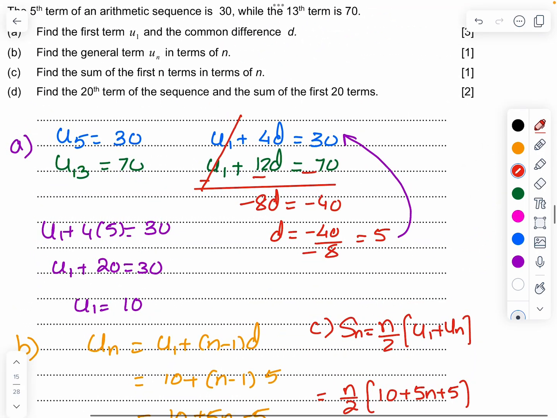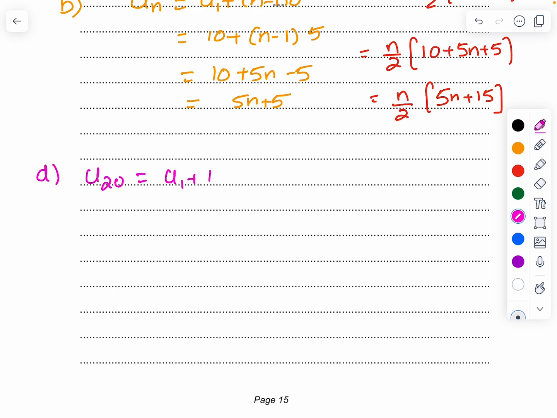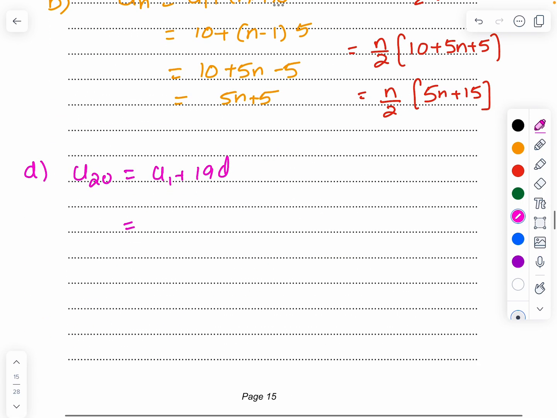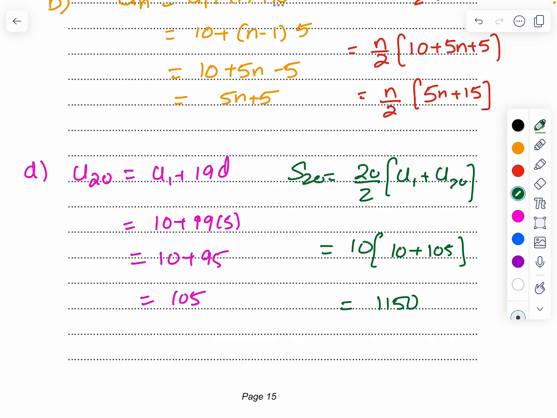Next, part D, the 20th term of the sequence and the sum of the 20 terms. u20 is u1 plus 19d. u1 value was 10 and d value was 5. 10 plus 19 times 5, which is 10 plus 95, which is 105. Next, S20 is 20 upon 2 times first term plus 20th term. 20 upon 2 is 10. The first term was 10 and the 20th term is 105. Simplify that. 1150 is the answer.